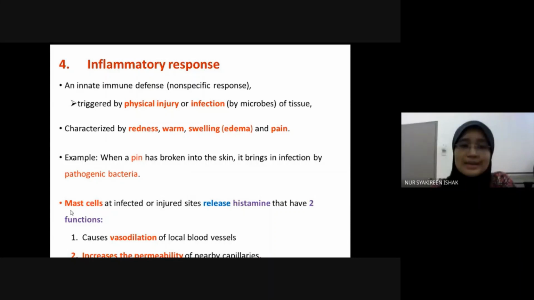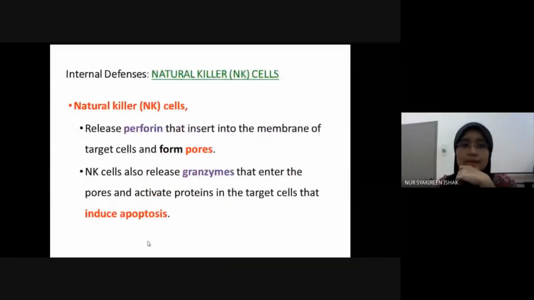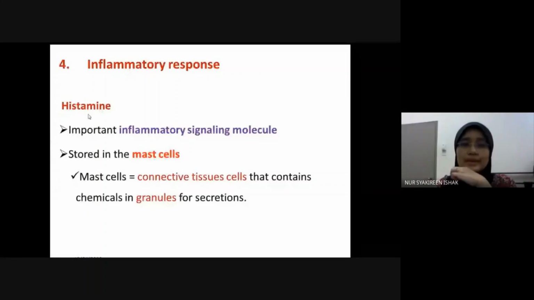Okay, so mast cells here, you have to remember that it contains vesicles. Inside the vesicles, it has histamine. Okay, so histamine will trigger this to occur, vasodilation, and also increases permeability of blood capillaries. So histamine, I add here, it is inside mast cells, okay. So it is an important inflammatory signaling molecule stored in the mast cells. So what is mast cell? It is connective tissue cells that contain granules for secretion. Granules are specialized vesicles that contain the histamine, okay.